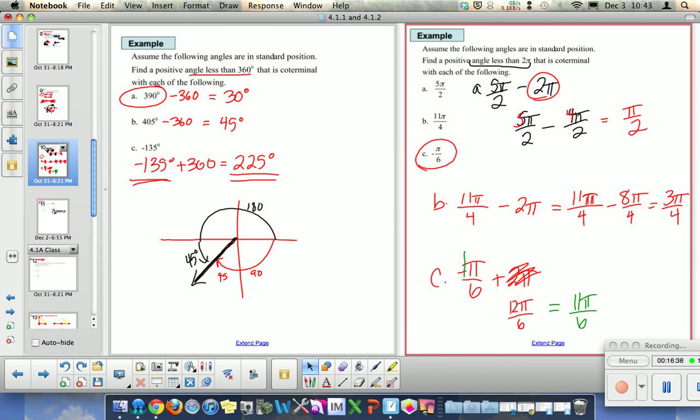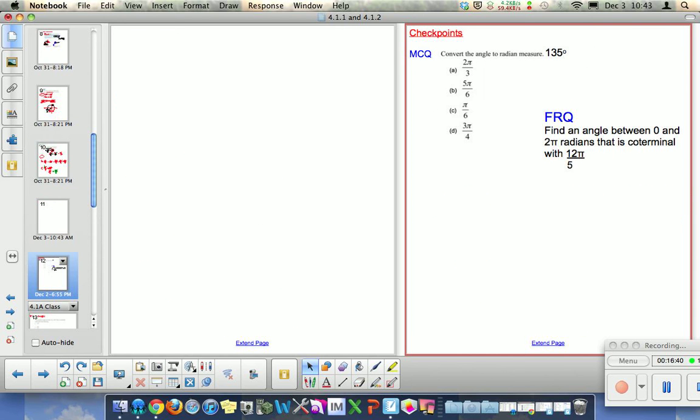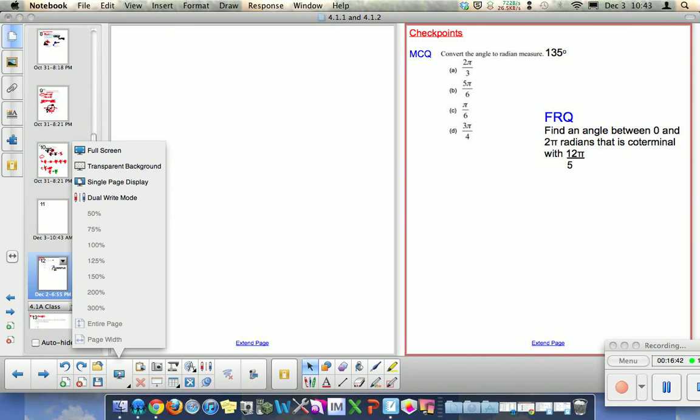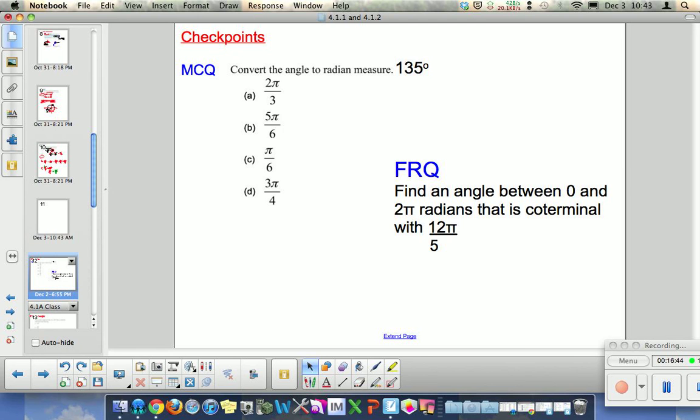So be prepared to practice that this chapter. So last but not least, here are your checkpoints for the video for today. So your first one is convert the angle to radian measure, and that would be 135 degrees. Convert that to radians. And then find an angle between 0 and 2 pi radians that is coterminal with 12 pi over 5.